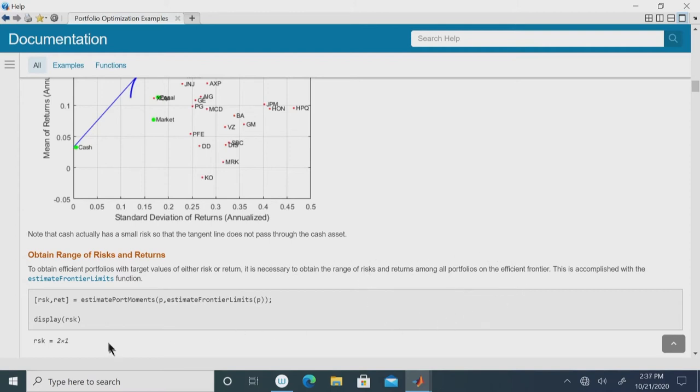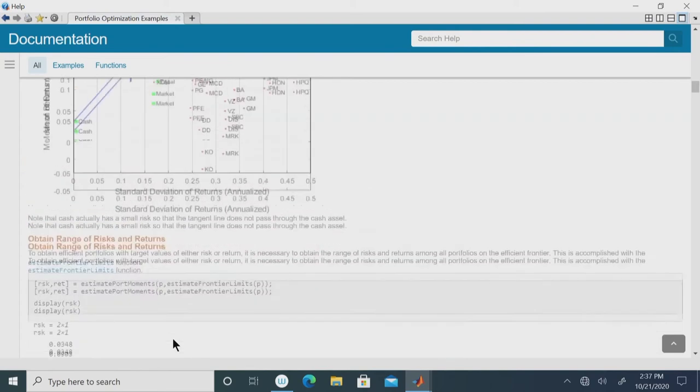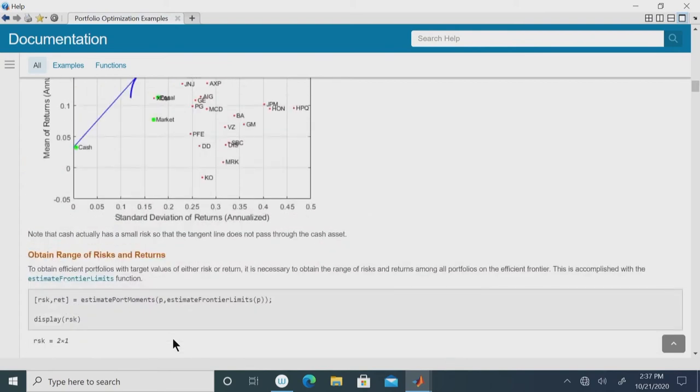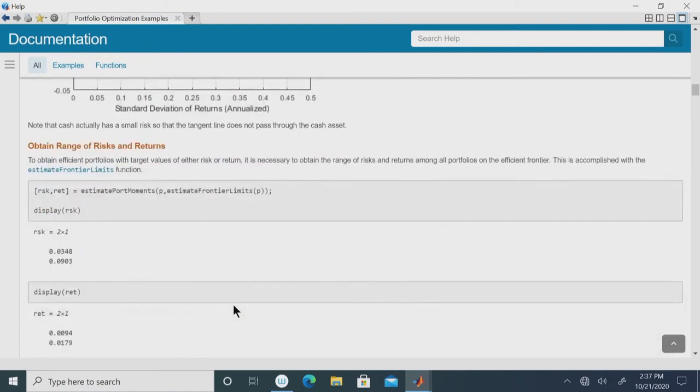In order to accomplish this, we talk about what is known as the estimate frontier limits function. What is this estimate frontier limits? Before you can set your target for your return, or set a maximum tolerance for risk level, you first need to know the values of return and risk at this endpoint and at this particular endpoint, so that you don't end up choosing a return that is not even anywhere on the efficient frontier.